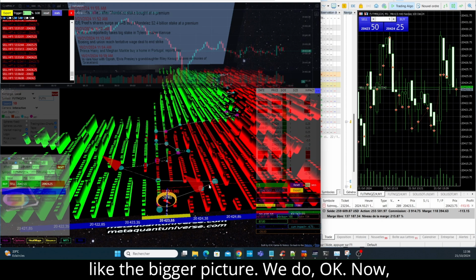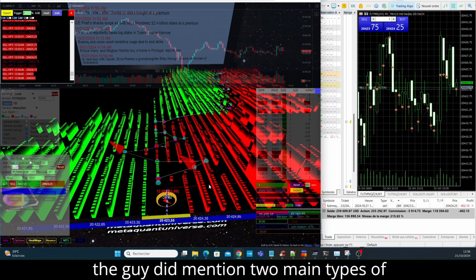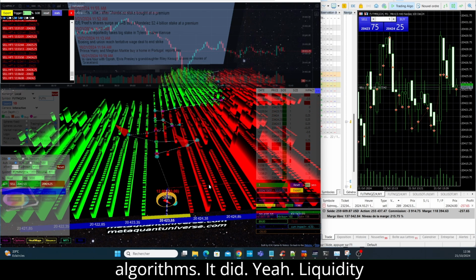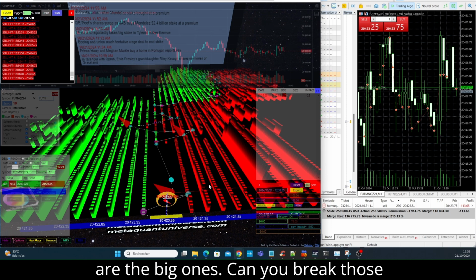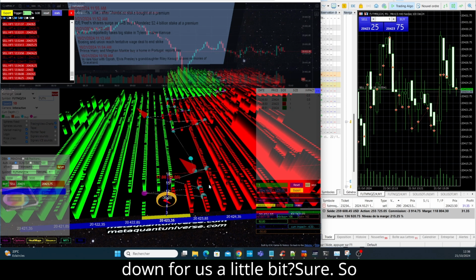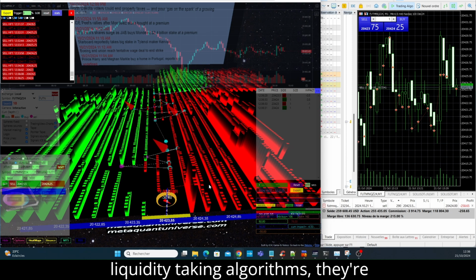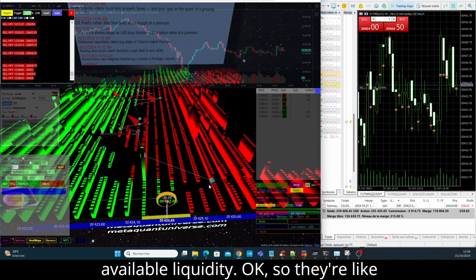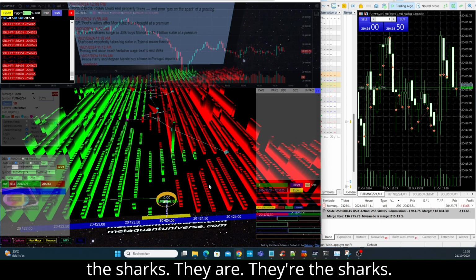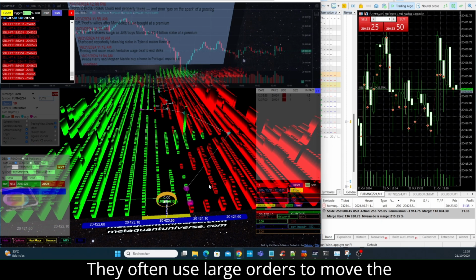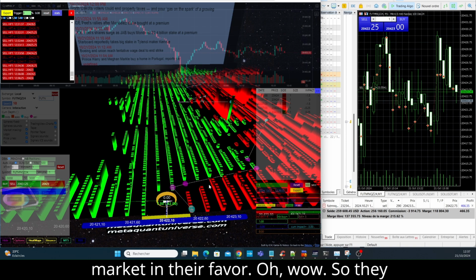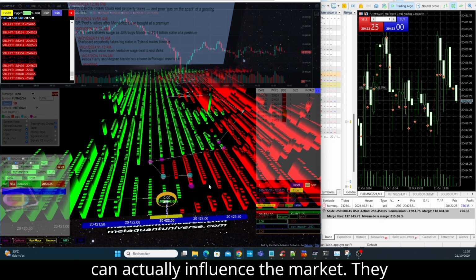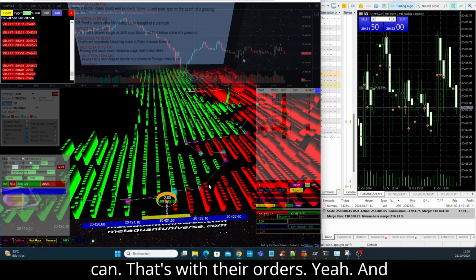We do. Now, the guide did mention two main types of algorithms: liquidity taking and market making. Those are the big ones. Can you break those down for us a little bit? Sure. Liquidity taking algorithms are designed to aggressively consume available liquidity. So they're like the sharks. They're the sharks. They often use large orders to move the market in their favor. So they can actually influence the market with their orders.